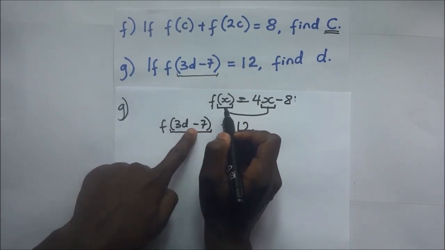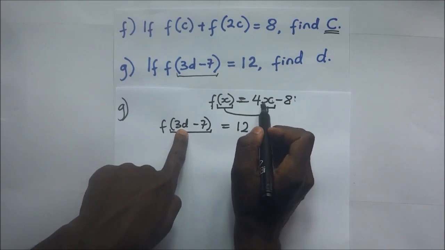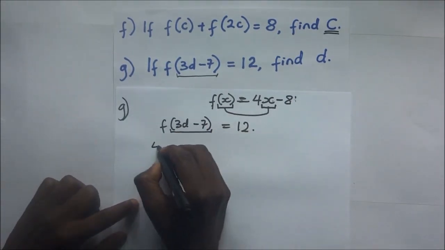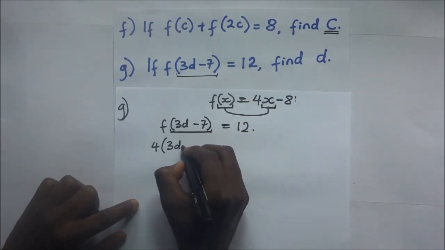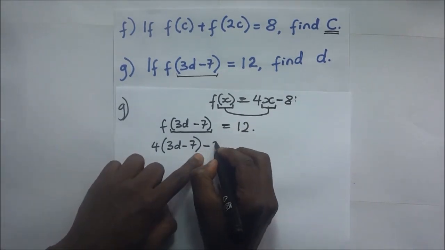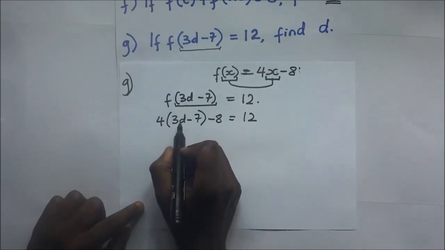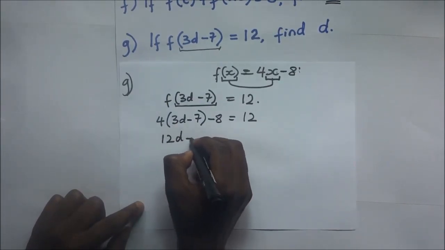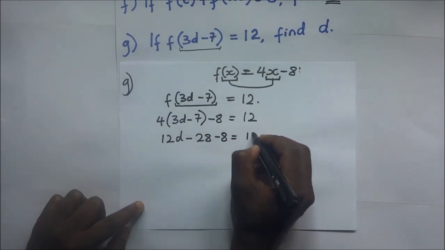This value of x is a linear equation, and so that is what we are going to substitute in this expression right here. So this becomes 4 times our value of x, which is this whole expression, which is 3d minus 7, minus 8, is equal to 12. So we go ahead and open brackets and find the value of d.